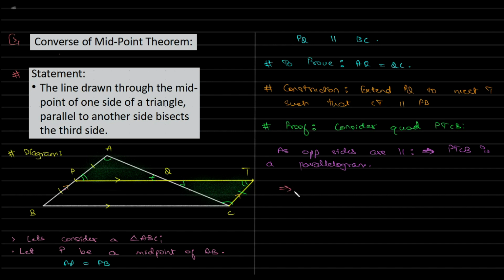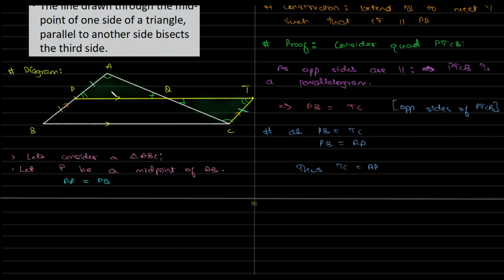So what can we tell from this? This implies PB is equal to TC. Okay, right? So opposite sides of PTCB. Okay, from this, as PB is equal to TC and PB is also equal to AP, thus TC is equal to AP. Okay, so we just proved the most critical thing, these two, TC and AP, are equal. So now it's just a matter of proving that these two triangles are congruent. So I'm sure you guys will be able to do that.